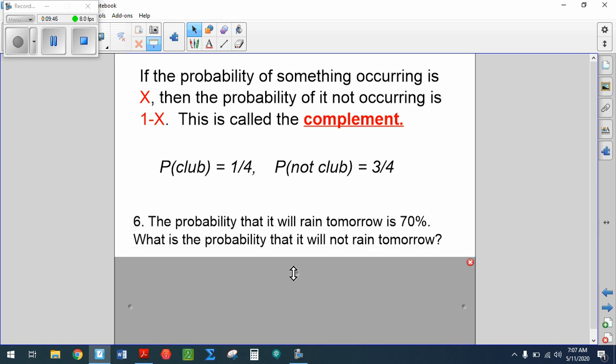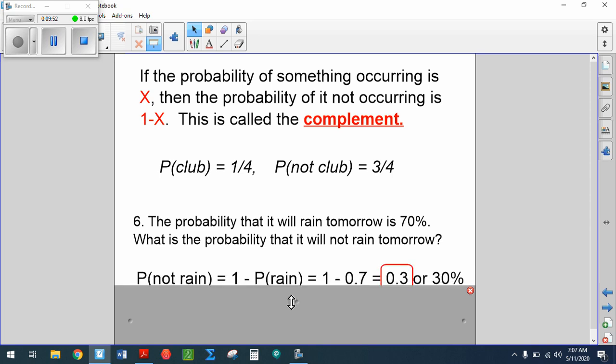The probability that it will rain tomorrow is 70%. What's the probability that it will not rain tomorrow? Well, the probability that it will not rain is equal to 1 minus the probability that it will rain. So 1 minus 70%, which is 30%.